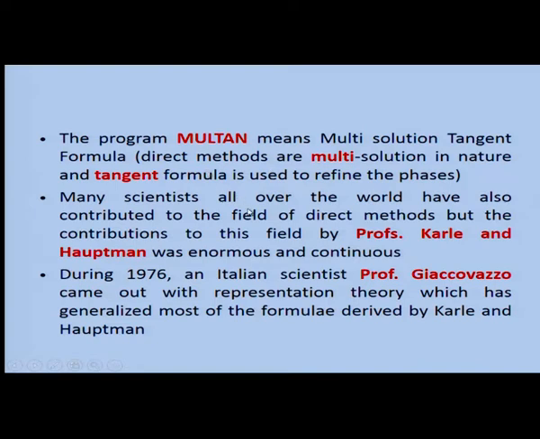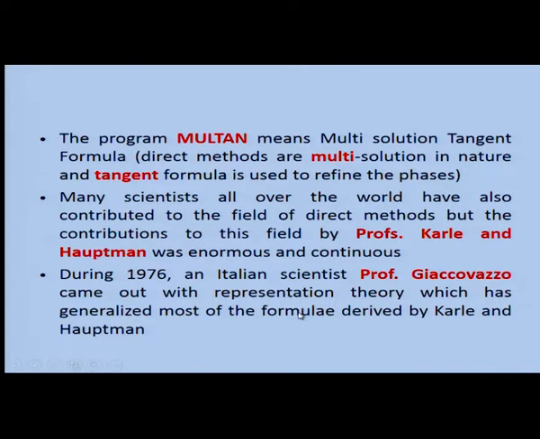Many scientists all over the world have also contributed in the field of direct methods in different topics, but enormous and continuous contribution has been made only by Professors Karle and Hauptman. And of course, they have been honored for their contributions. In the year 1985, they shared the Nobel Prize in chemistry, and by that time more than 50,000 small molecule structures had been determined. Now, as of date, more than 11.6 lakh small molecule crystal structures have been determined using the methods called direct methods proposed by them.